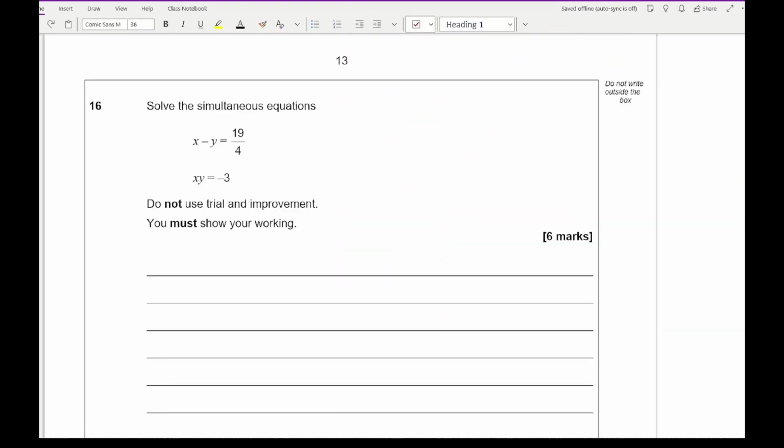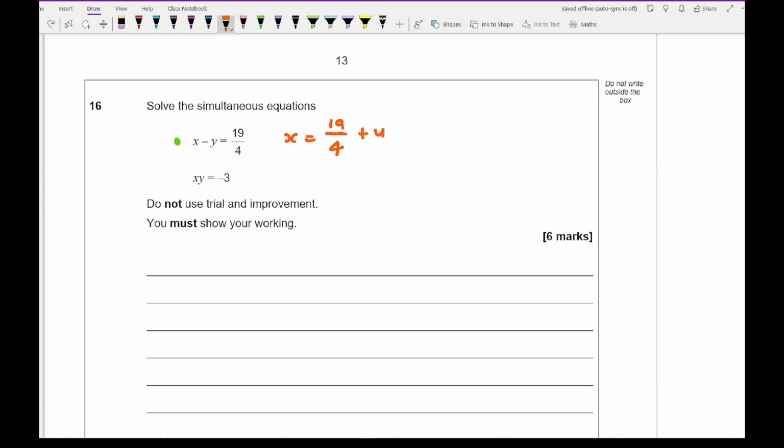Now moving on to question 16, it says solve the simultaneous equation, and it says we can't use trial and improvement, not that we would anyway. So for this, if we look at the linear equation, which is this first one here, if we make one of the letters the subject, so let's make x the subject, so I end up with 19 over 4 plus y. And what I'm going to do is substitute this into x in the non-linear equation. So here, rather than writing x, I'm going to write 19 over 4 plus y multiplied by y, and that equals minus 3.